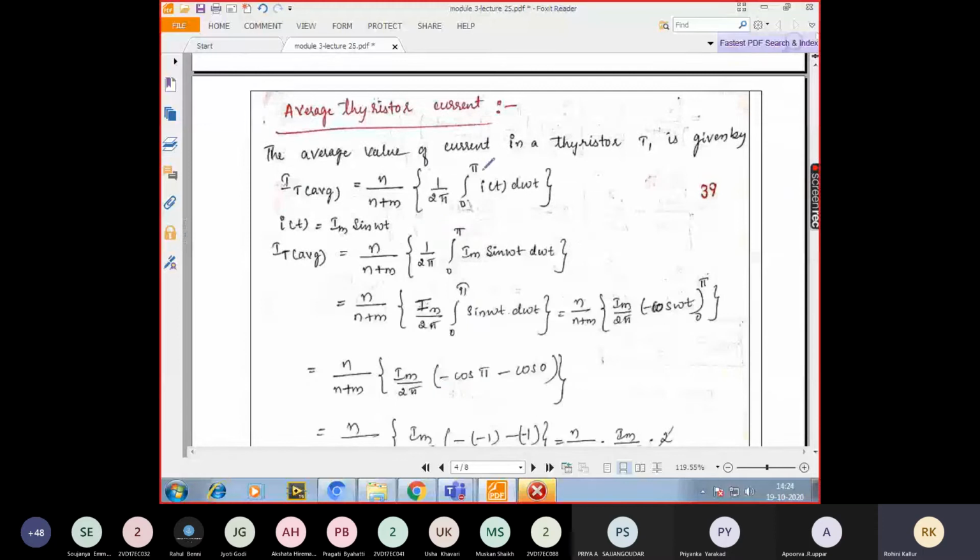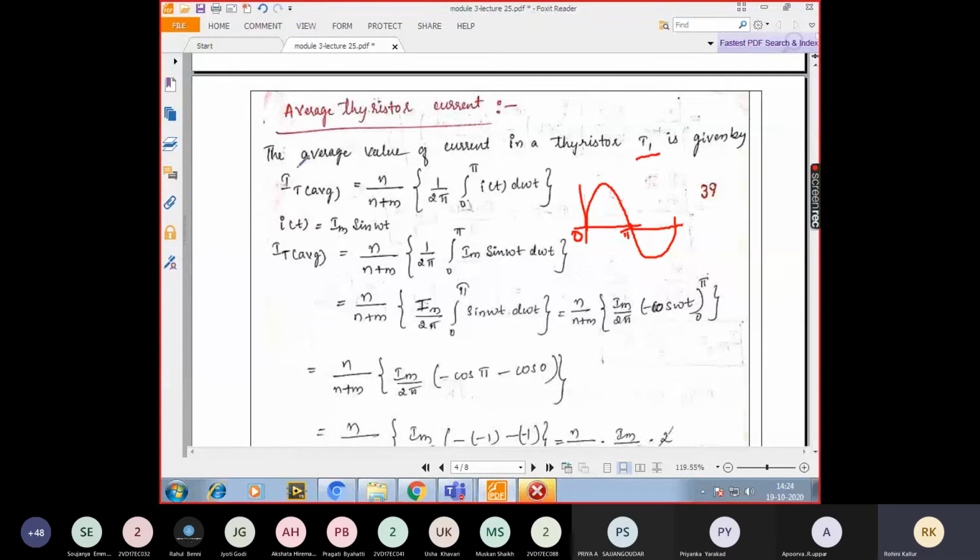So the average value of current in a thyristor T1 is given by, so IT average we are calculating. So the value will be for your thyristor T1. If you observe, thyristor T1 conducts for positive half cycle. So the positive half cycle starts at 0, ends at pi. Correct? So the integration limit also becomes equal to 0 to pi. Whereas if you consider for T2, it will be from pi to 2 pi. Again the duration is 1 pi.